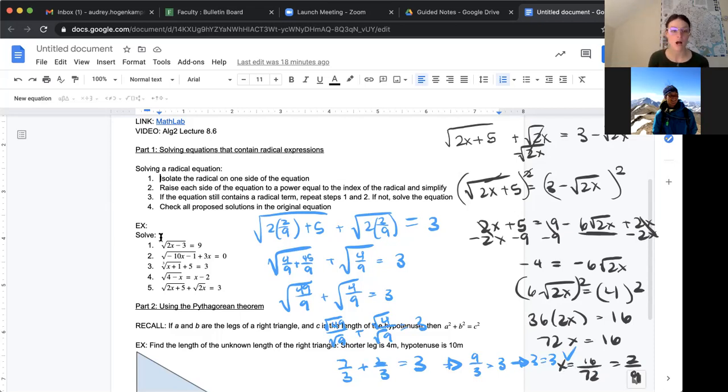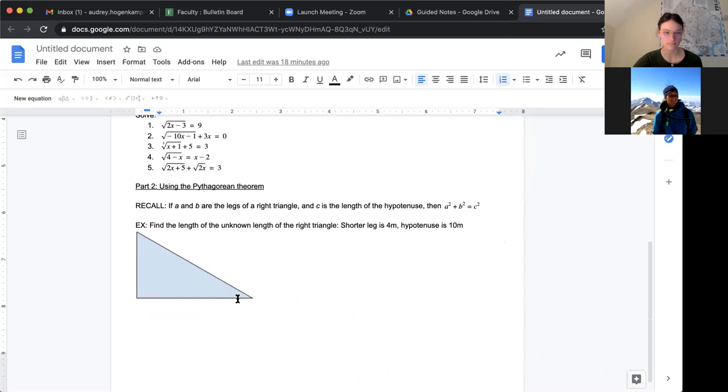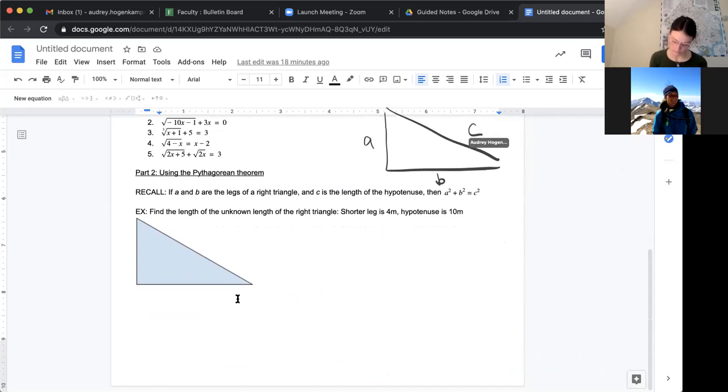So this problem goes back to that step 3 that we have written that says if you have a radical, you're going to need to repeat steps 1 and 2. So that was an example of that. And then part 2 is pretty straightforward using the Pythagorean theorem. So recall if A and B are the legs of a right triangle and C is the hypotenuse, then A squared plus B squared equals C squared. So a little bit of a picture there would be like this, A, B, C. Then we know A squared plus B squared equals C squared.